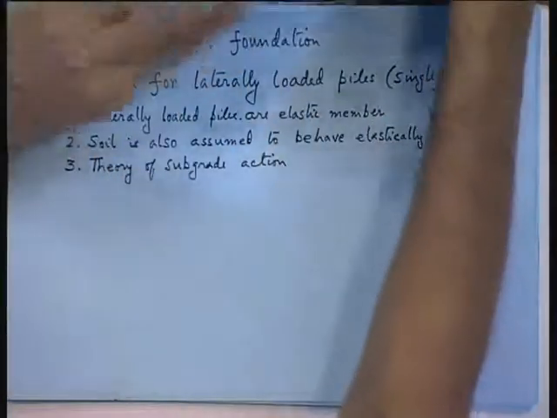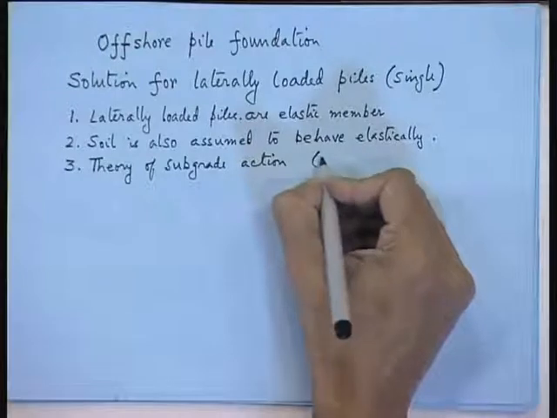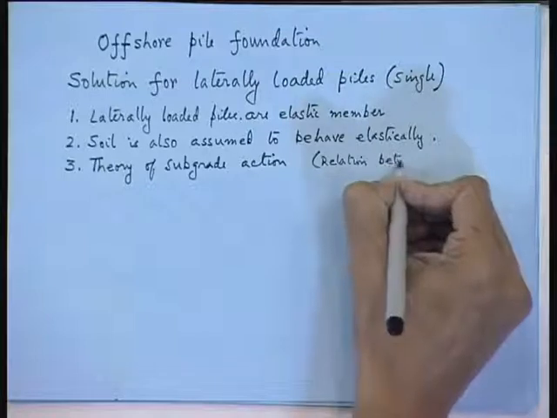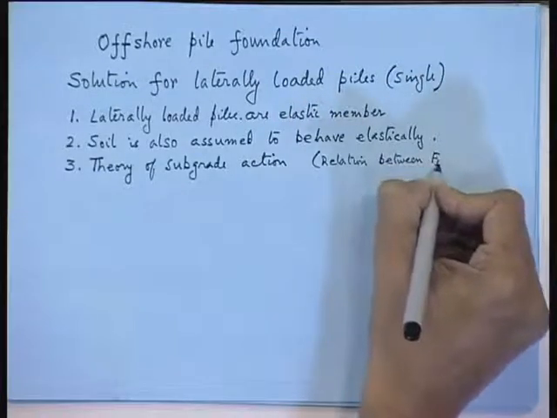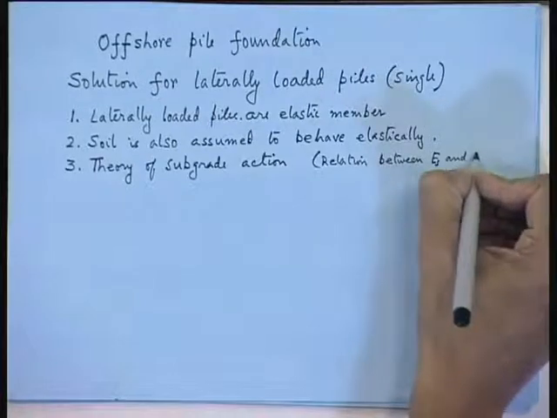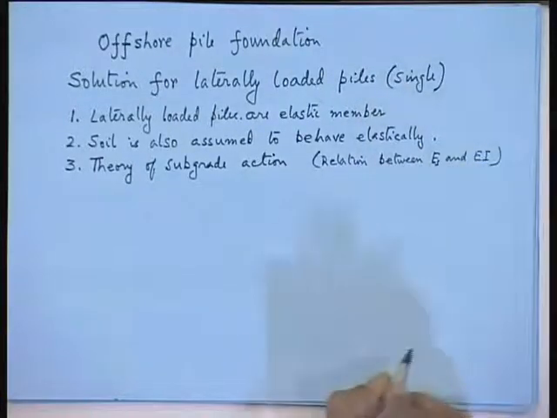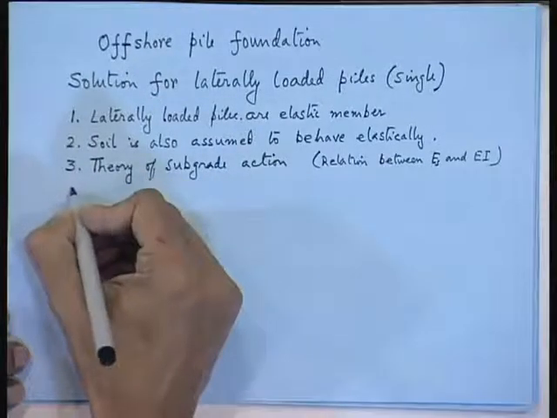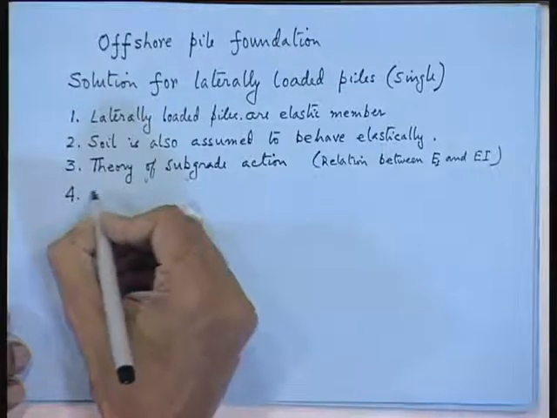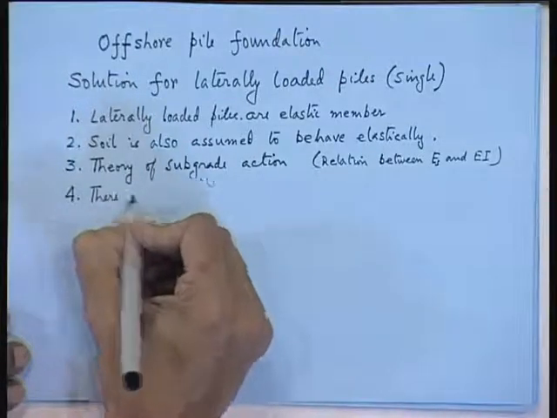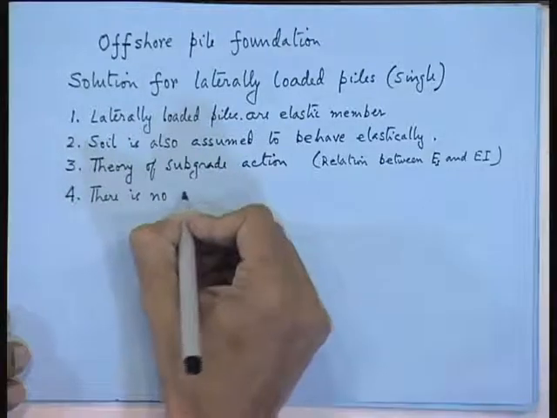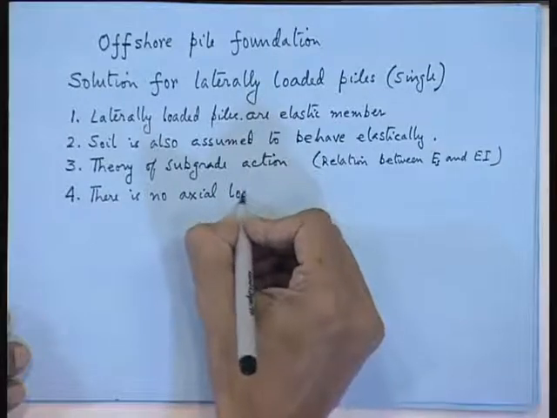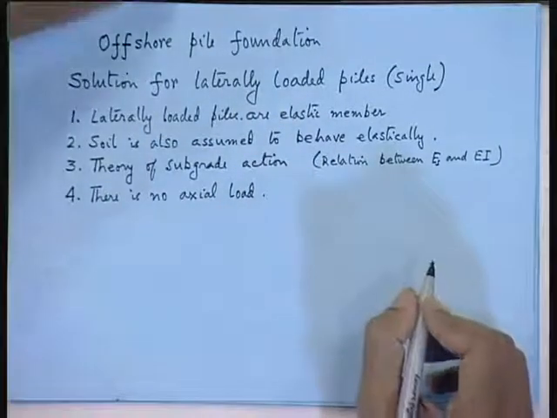Somewhere I have told you this. So, you have to find out the relation between ES and EI. That is called subgrade action. We are not taking any axial load. So, that means the analysis that we are going to do right now is very simple. Simply you take a lateral load.